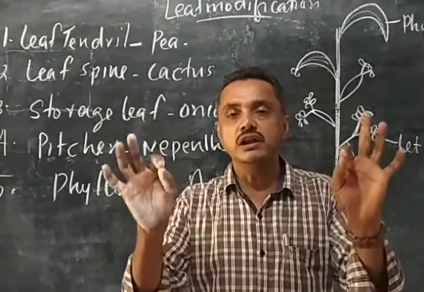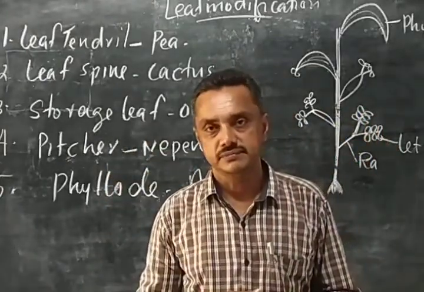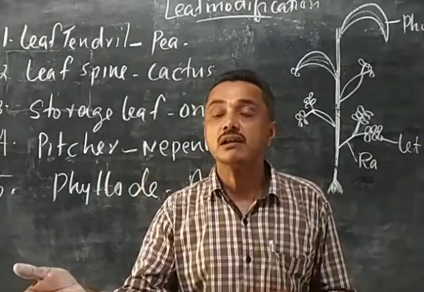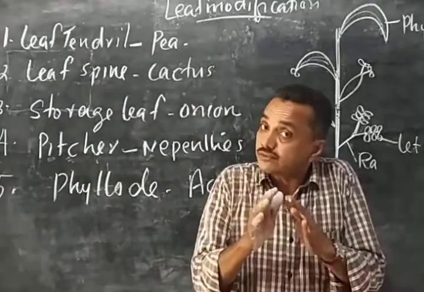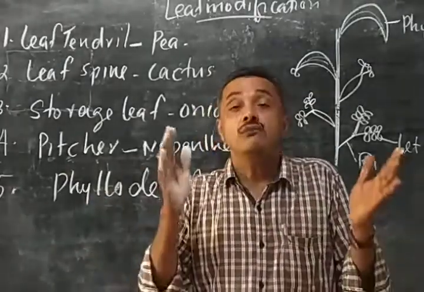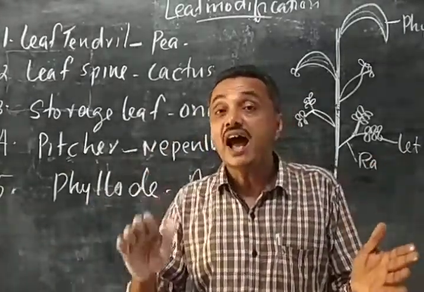So the first part of the chapter, root modification, stem modification and leaf modification, is over. Stem, root, leaf is over. Then we can go to the next part of the chapter, flower, fruit and seed. The second part of the chapter, morphology of flower, fruit and seed, is in the next class.